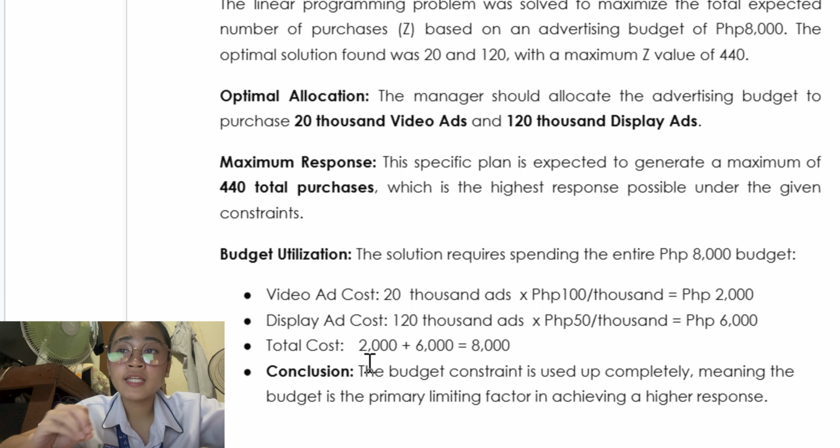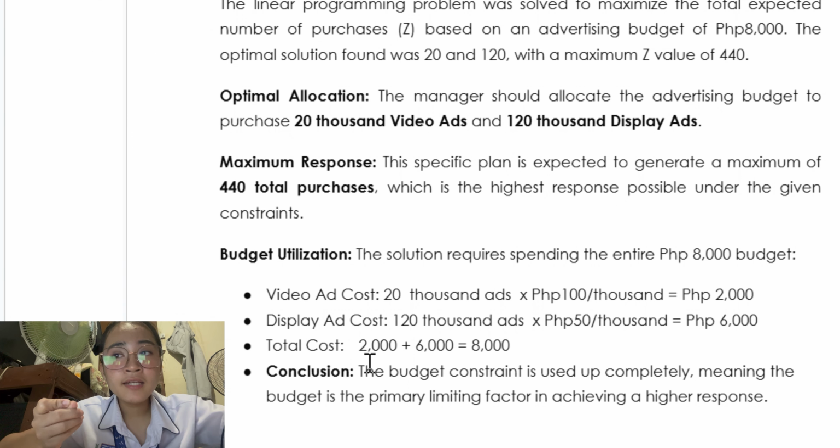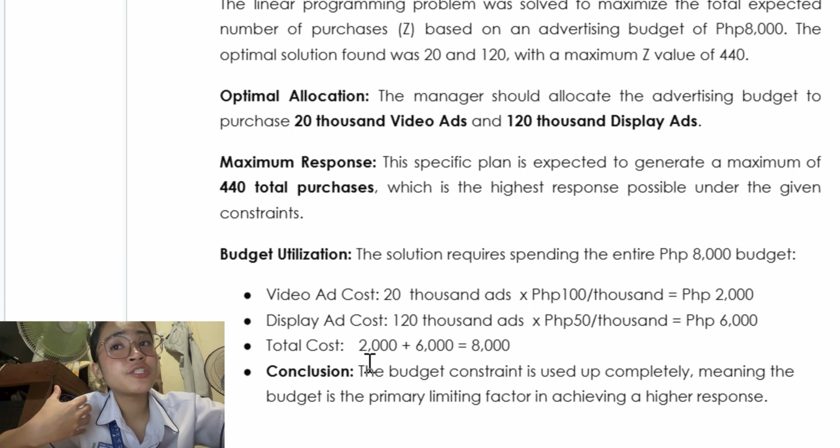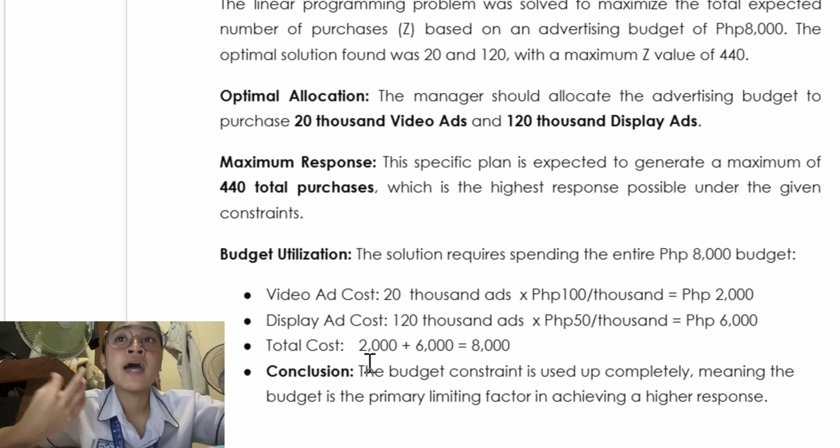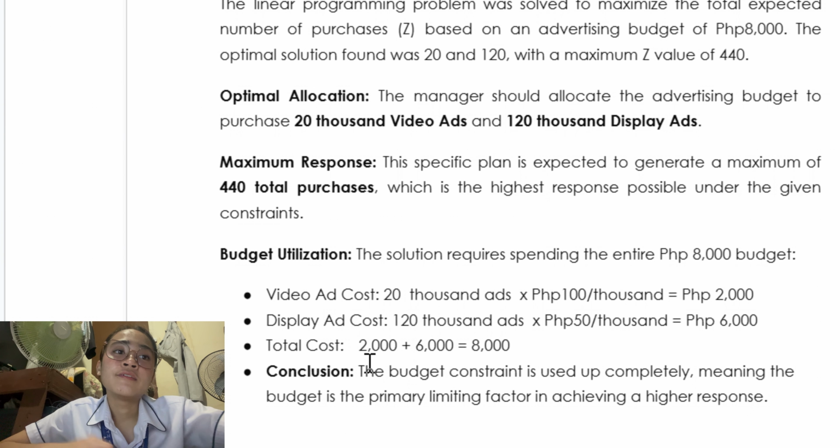So the conclusion is the budget constraint is used up completely, meaning the budget is the primary limiting factor in achieving a higher response. So with a higher budget, more ads can be purchased. So that's all, and thank you for listening, and I hope you gained knowledge about linear programming.